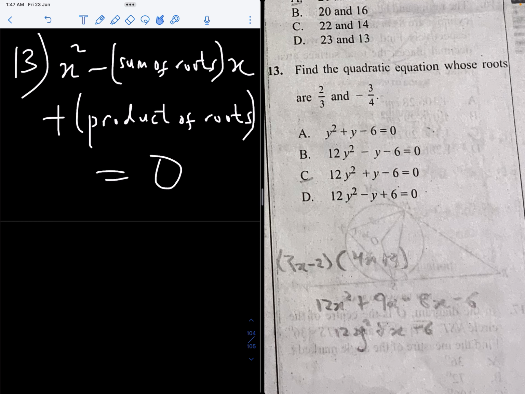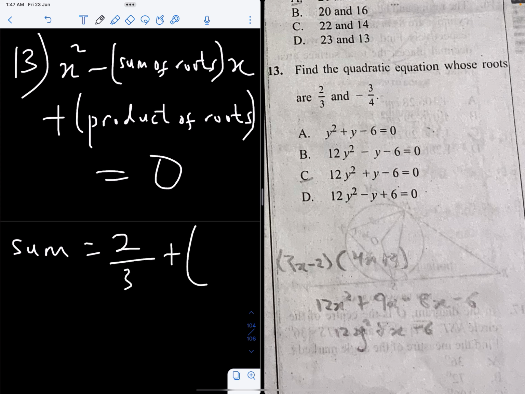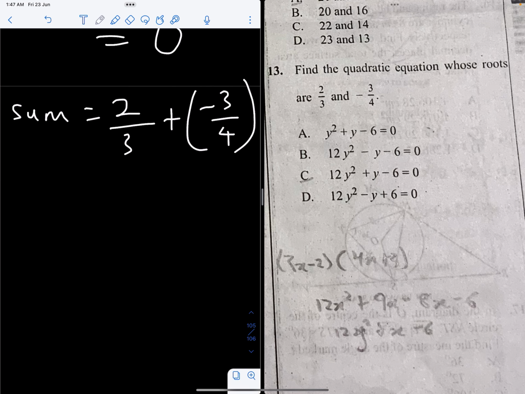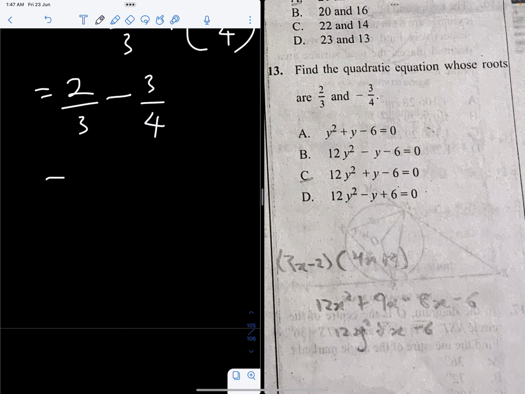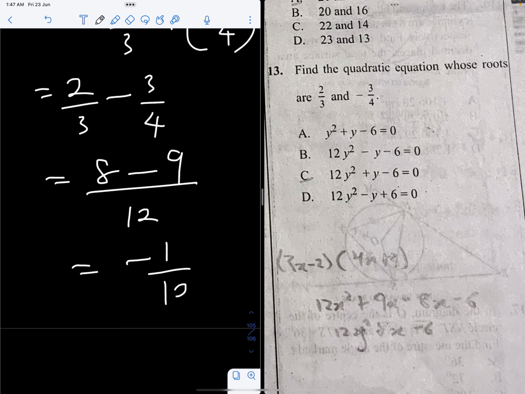So the roots here are 2 over 3 and minus 3 over 4. The sum of the roots will be 2 over 3 plus minus 3 over 4, which is the same as 2 over 3 minus 3 over 4. What's 2 over 3 minus 3 over 4? LCM is 12. 3 into 12 is 4, times 2 is 8, minus 4 into 12 is 3, times 3 is 9. And that will be minus 1 over 12. That's the sum of your roots.